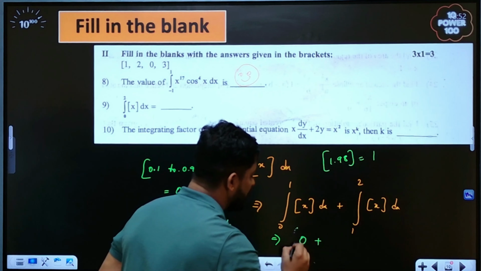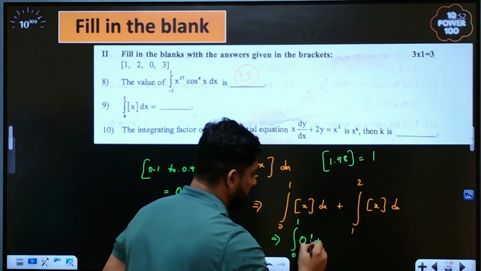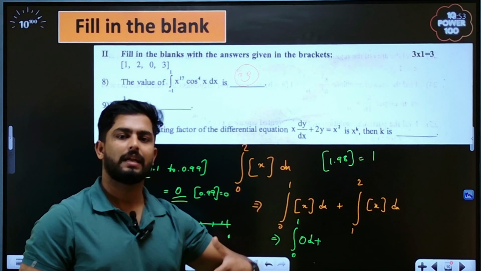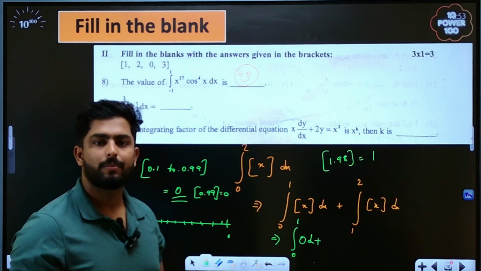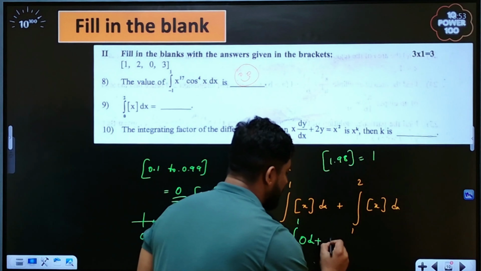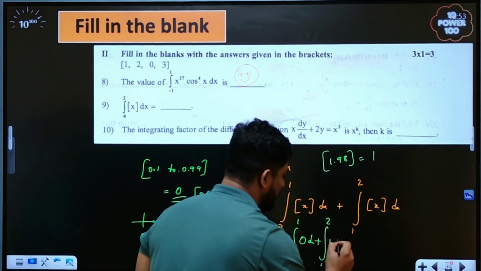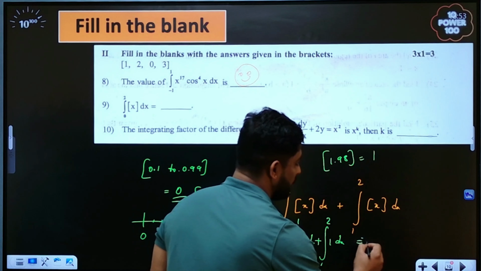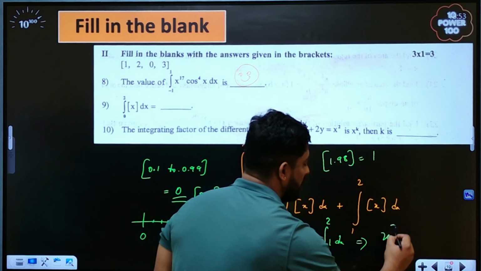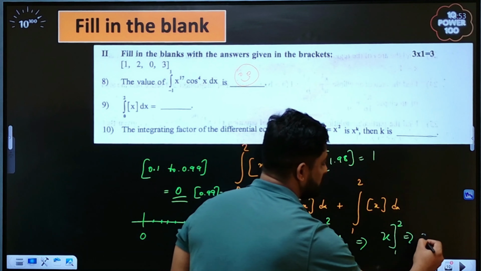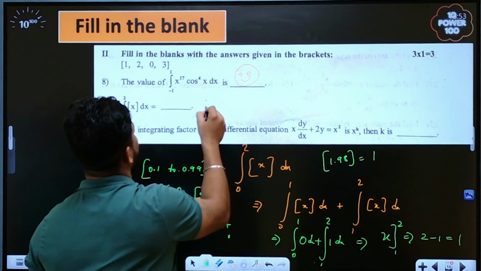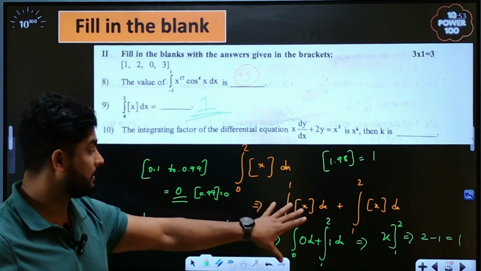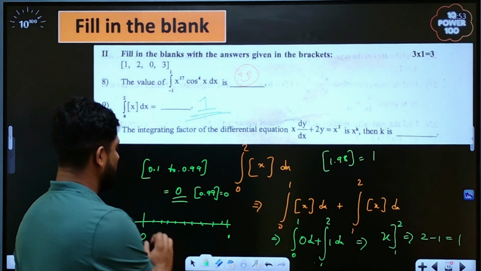Plus the integral from 0 to 1 of 0 dx, and for anything between 1 and 2, the greatest integer function produces only 1 as the answer. So this becomes the integral of 1 dx from 1 to 2. Very important, so don't get confused with this. The integral of 0 is 0, and the integral of 1 is x with upper limit 2 and lower limit 1, so it is 2 minus 1, and the answer is 1. Please don't get confused with this. Learn this one, very important for us.